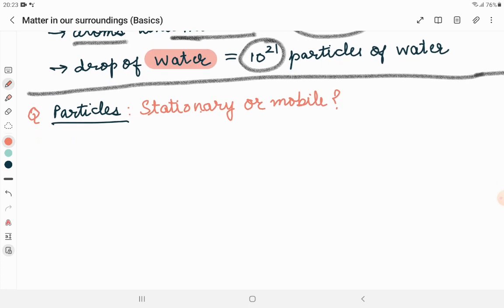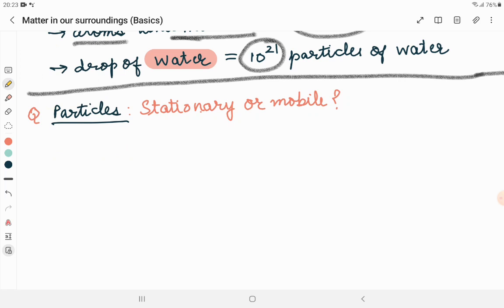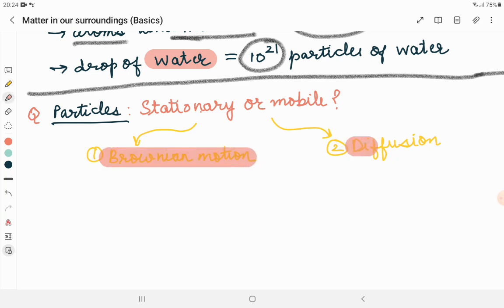There are two major and very popular theories which can explain this thing. Are they stationary or mobile? Which two theories prove that? The one is known as Brownian motion, and we are going to understand the meaning of this Brownian motion. The second theory that explains this is diffusion. What do these two theories explain? Whether the particles are stationary or mobile. That thing we have to study now. So first of all, let us talk about our first heading, that is the Brownian motion.